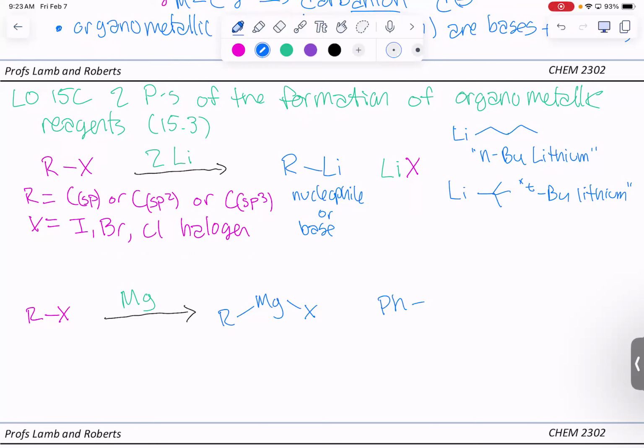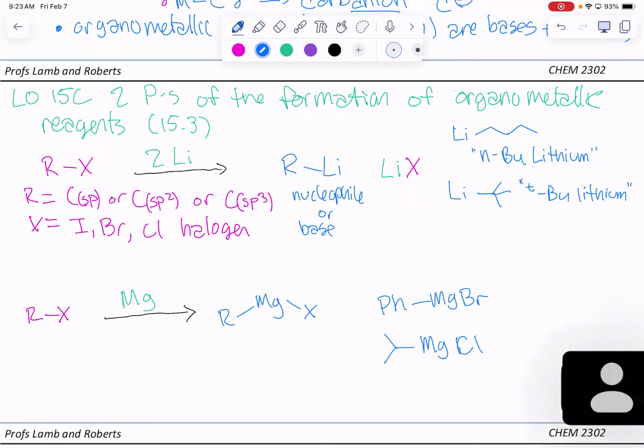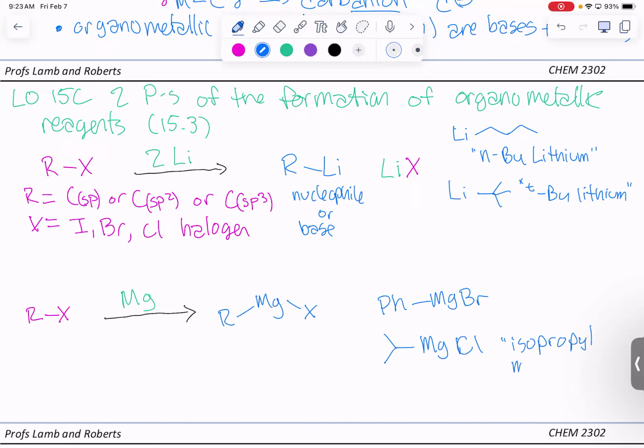All right, so we can have phenyl magnesium bromide is a super common one. Isopropyl magnesium chloride is another really common one. We can mix and match our halogens and our R groups. I'll just draw the name out, isopropyl magnesium chloride. All right, the other one would just be phenyl magnesium bromide. That's how we form them. Those are our 2 Ps.